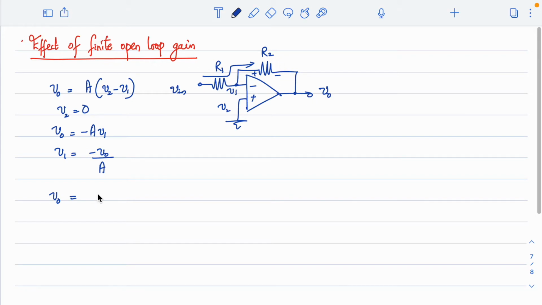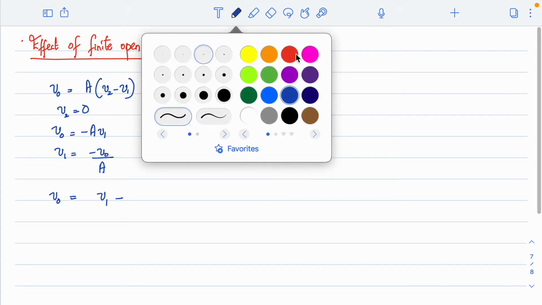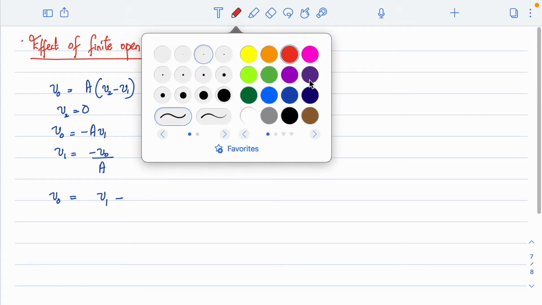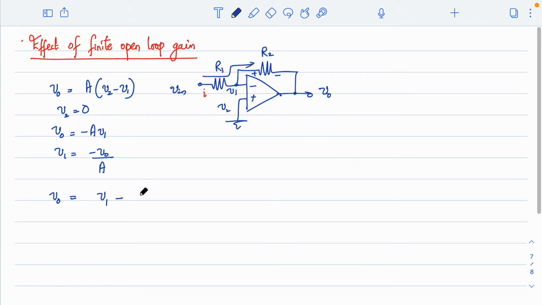So how can I write V0? V0 is equal to V1 minus the current. Again I consider the current, say I, which is flowing here. So I can write V0 as V1 minus I into R2, right? Previously V1 was 0, but now V1 is not 0, it is minus V0 by A, so V0 is minus V0 by A minus I into R2, right? But how can I write I now? If I write this current as I, the same current is flowing through the resistance R2 as well.